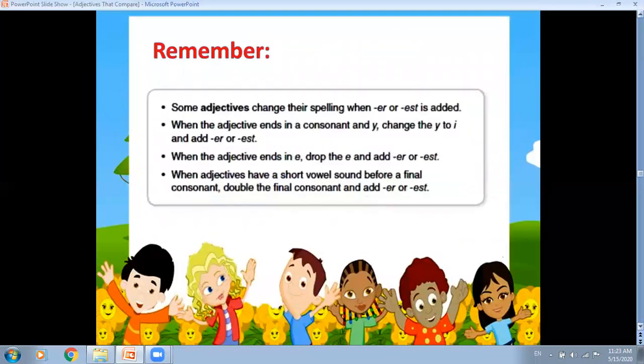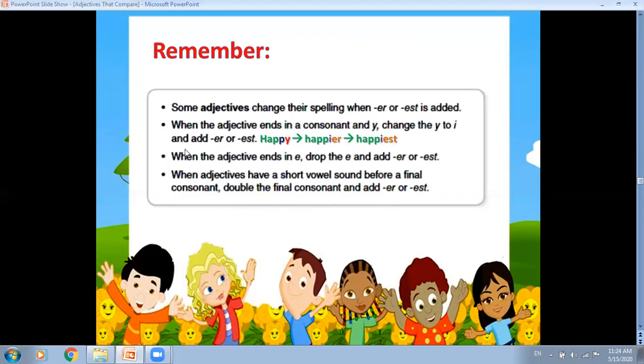Let's continue. Remember, I will repeat, guys. Some adjectives change their spelling when ER or EST is added. When the adjective ends in a consonant and Y, change the Y to I and add ER or EST. Let me give you an example. The adjective happy. It ends in a consonant, which is letter P and Y, PY. So I have to change the Y to I and then add ER as in happier, or I have to change it to I and add EST as in here, happiest.